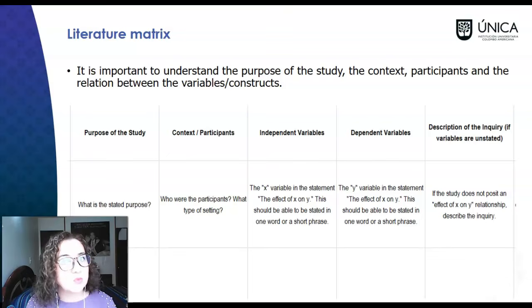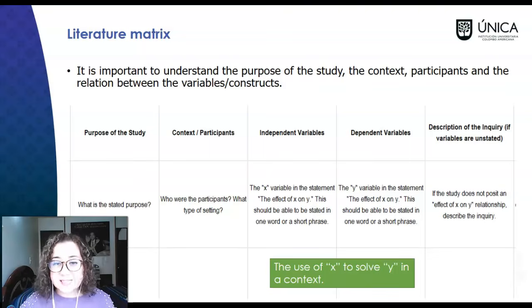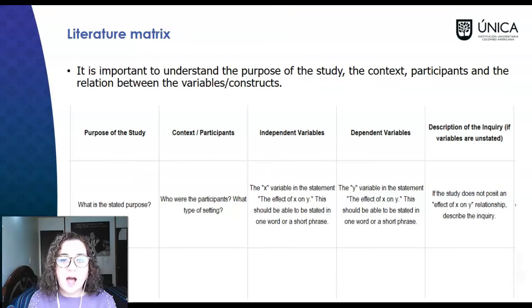So usually it's really easy to find. Usually there are sections for this, like who were the participants, what type of setting. So this was a study conducted in a primary school with 5th grade kids, etc. Then you have your independent variables and dependent variables.